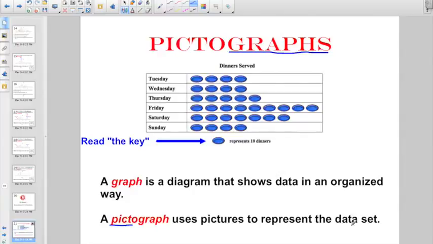The key to any and all graphs is always read the key. What are they trying to show you? Well, the title is Dinner Served. And one of these fancy blue dishes represents 10 dinners. You're not thinking 4 people ate dinner on Tuesday. Each one is 10. So 10, 20, 30, 40 people ate dinner on Tuesday. Another 40 people ate dinner on Wednesday. 50 people ate dinner on Thursday, and so on and so on.